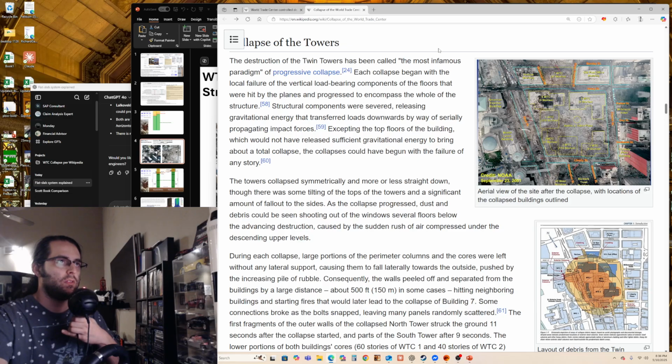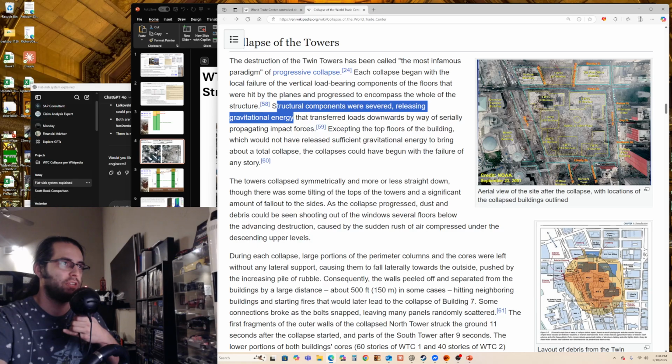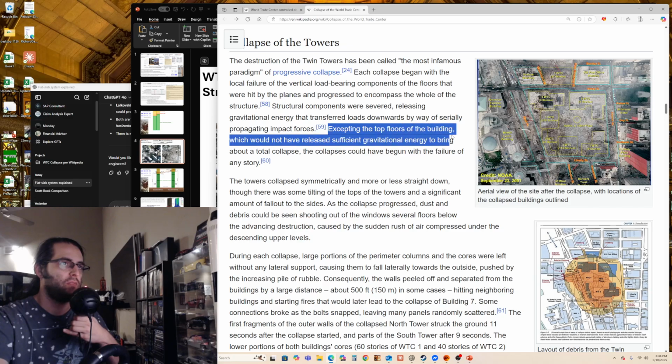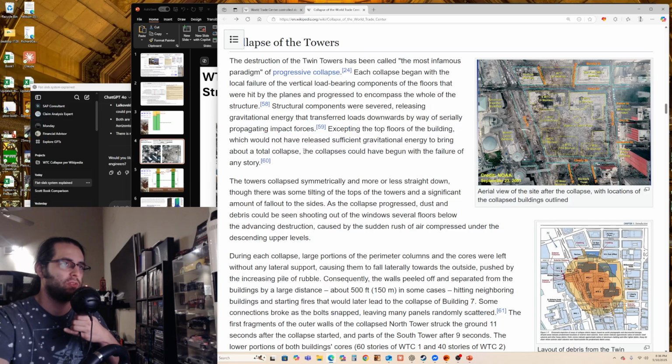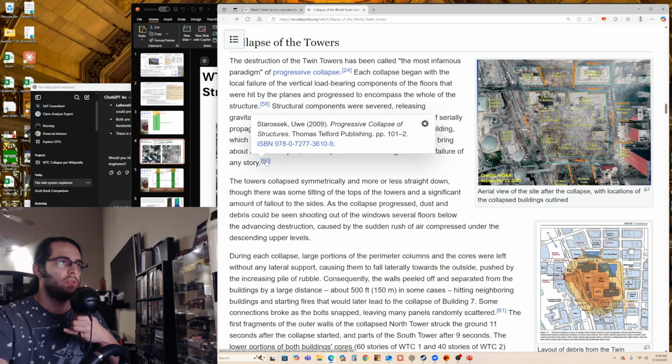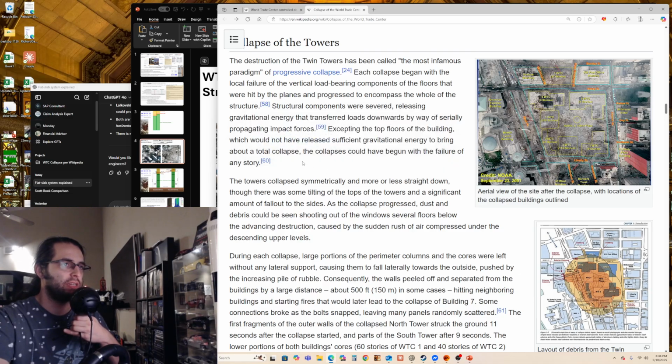It's been called the most infamous paradigm of progressive collapse. Structural components were severed, releasing gravitational energy that transferred loads downwards by way of serially propagating impact forces. Accepting the top floors of the building, which would not have released sufficient gravitational energy to bring about a total collapse, the collapses could have begun with the failure of any story. So I followed this link, and this will show us something interesting.